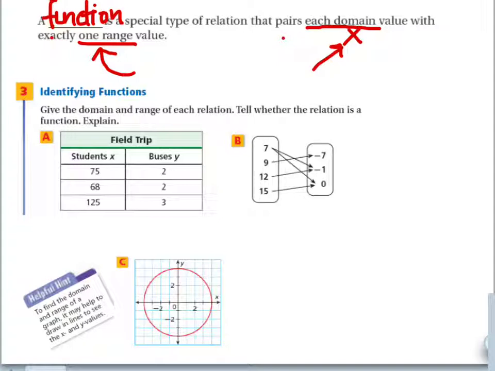Notice here it says a function is a special type of relation. Just like I said before, functions and relations aren't two separate things. Functions are just specific types of relations.